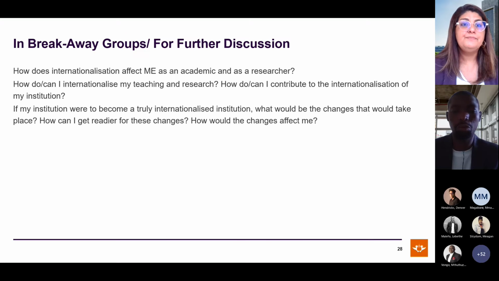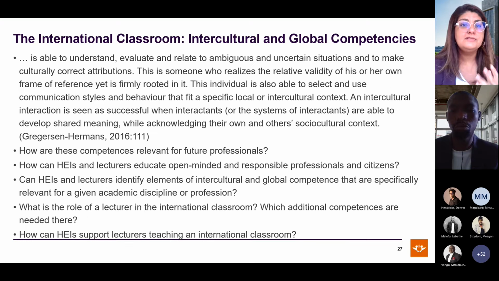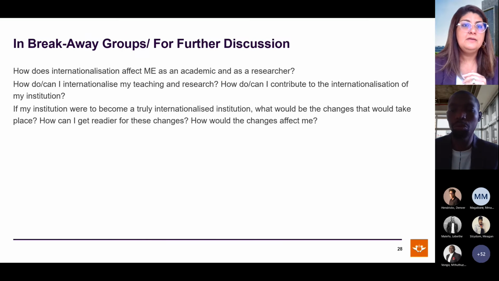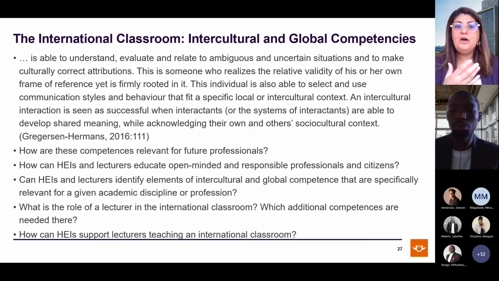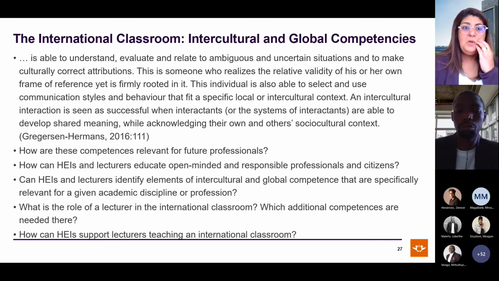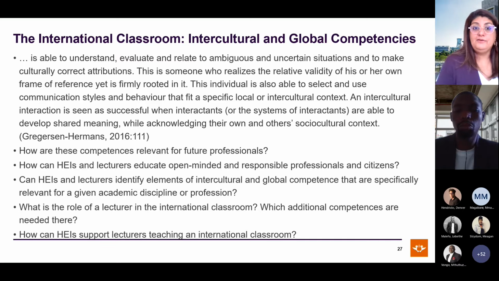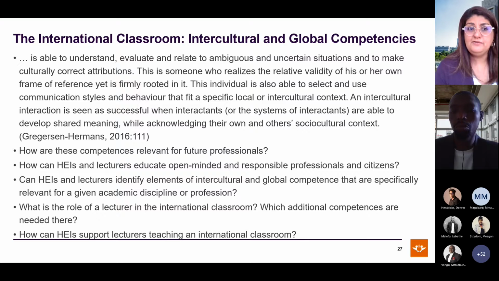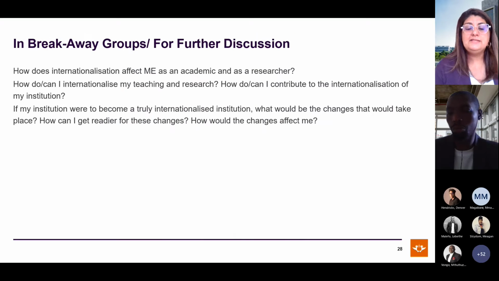I had put down some questions we could also ask ourselves, or maybe you can ask yourself offline. For example, if we look here at the second bullet, how are the competencies I mentioned relevant for future professionals? Do you see this as important in your own classrooms? What is our role in terms of educating open-minded and responsible professionals and citizens? Do you see internationalization as being important for that? What is your role as a lecturer?